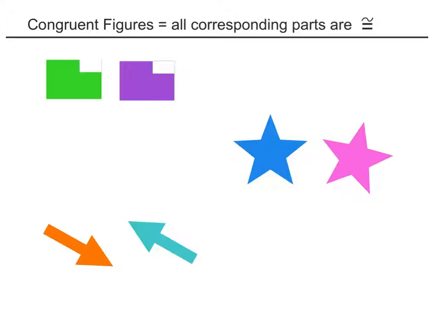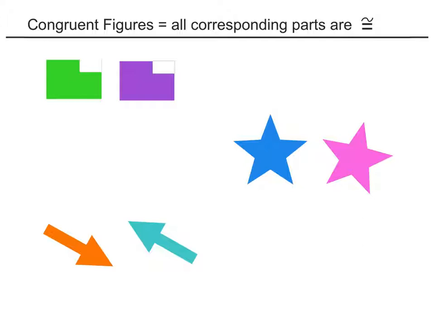Hi, geometry. Let's talk today about what it means for two figures to be congruent. Across the top here I put a definition. If two figures are congruent, then all of their corresponding parts are congruent. It's easy enough to read, but what does that mean?